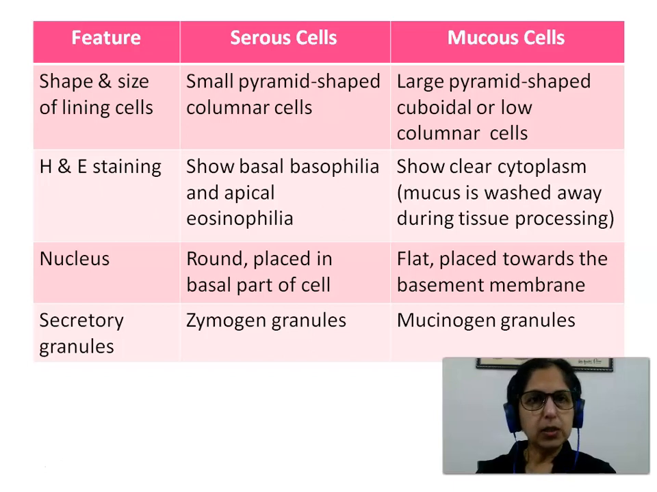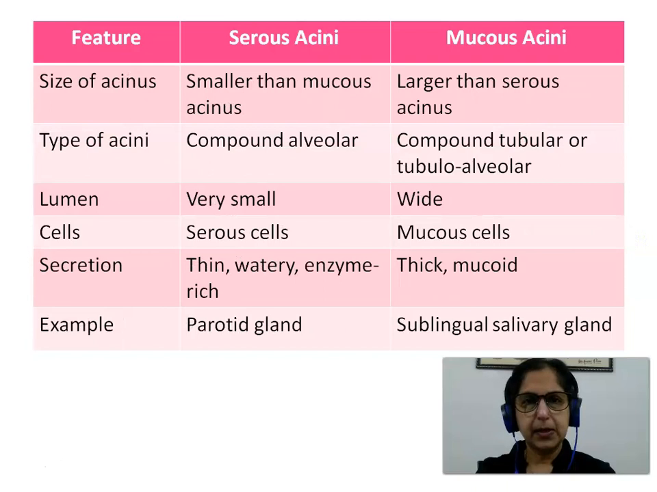The nucleus of a serous cell is round and placed in the basal part of the cell. The nucleus of a mucous cell is flat and is placed towards the basement membrane. Secretory granules seen in the serous cells are zymogen granules. Mucinogen granules are seen in the mucous cells. Let us see differences between a serous acinus and a mucous acinus.